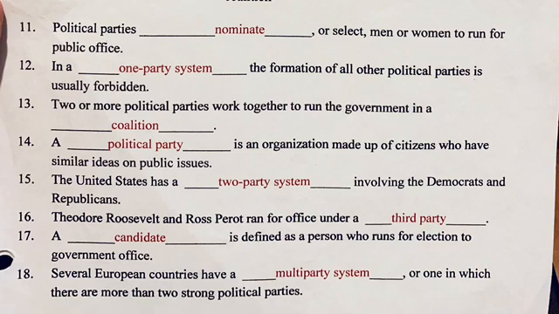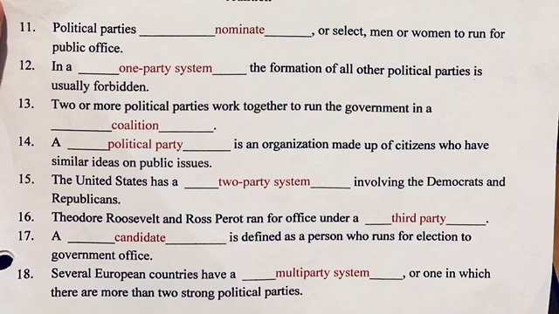Number 15 says we have a two-party system in the United States because we have Democrats and Republicans as our two major parties. Number 16 talks about Theodore Roosevelt and Ross Perot, who ran under third parties. Theodore Roosevelt created the Bull Moose Party because he did not like what his former vice president, William Taft, was doing with the Republican Party. And Ross Perot we have talked about as running as another Republican option instead of George Bush, who caused Bill Clinton to win the election in 1992.